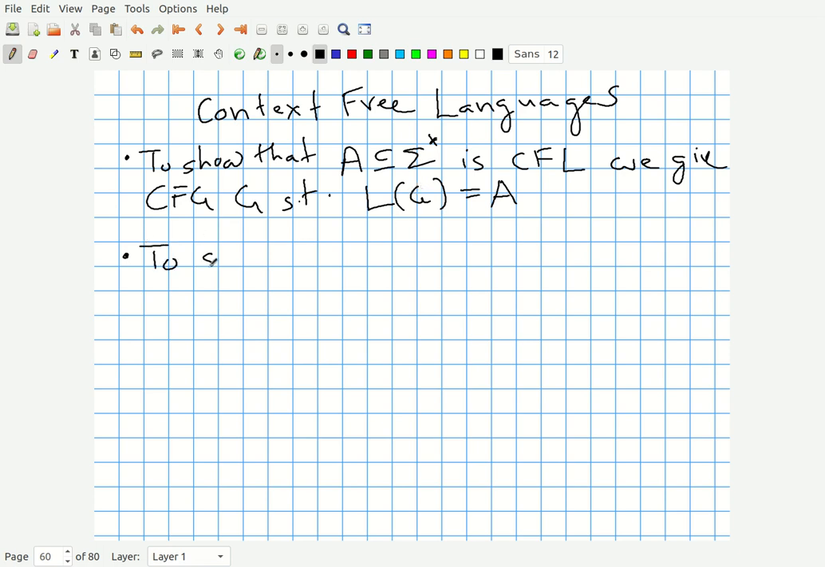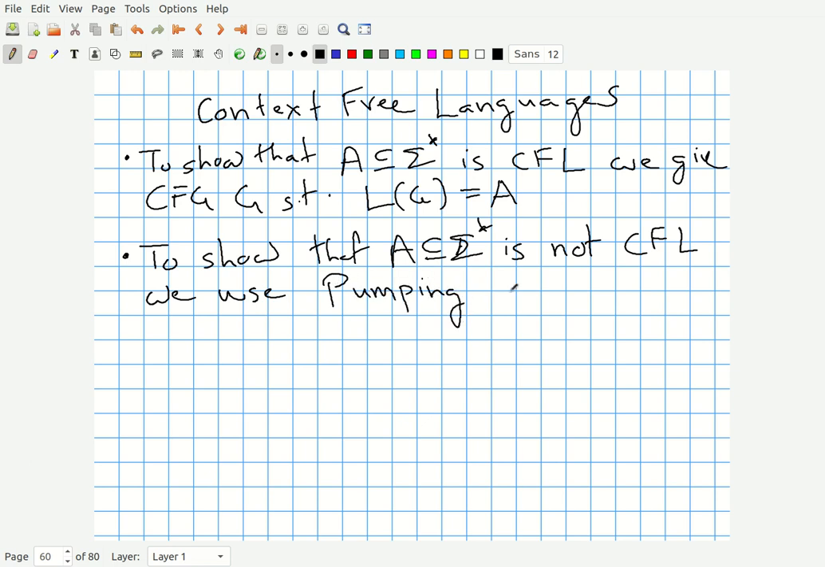To show that a language A is not CFL, what do we do? We use the pumping lemma for CFLs. See, there are two pumping lemmas. There is a pumping lemma for regular languages and there is a pumping lemma for context-free languages. So we use the pumping lemma for context-free languages. This is what we saw so far.